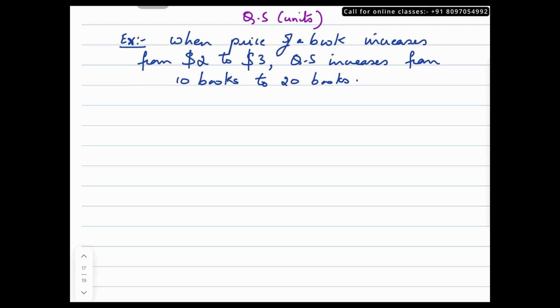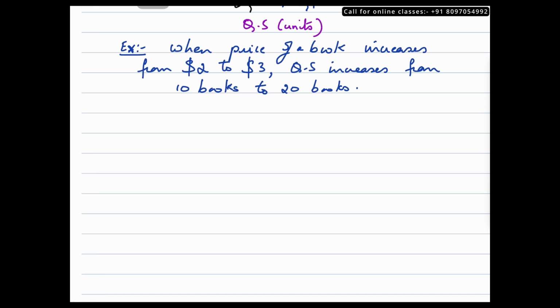So let's look at this particular example. So according to this example, when the price of a book increases from $2 to $3, quantity supplied also increases from 10 books to 20 books. Let's take a look at the formula for price elasticity. PES is equal to percentage change in quantity supplied over percentage change in price.